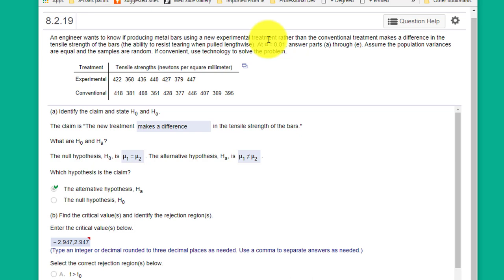You wouldn't be developing an experimental treatment if you didn't think it was going to help, would you? So the claim is that there is a difference. The null then has to be no difference. So we go down here, the claim is the new treatment makes a difference. The null then has to be that mu 1, the mean tensile strength of the old, is equal to the mean tensile strength of the new, and the alternative is, of course, not equal. And reiterating, the alternative is the claim. Remember, because we have a not equal sign in the claim, that means it's a two-tailed test and that we have two critical values.